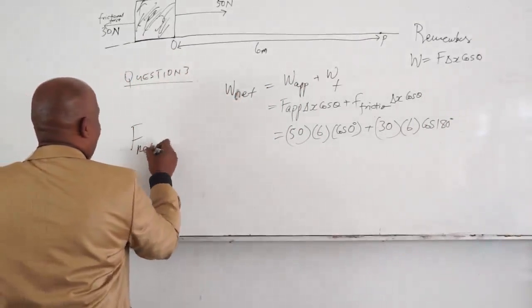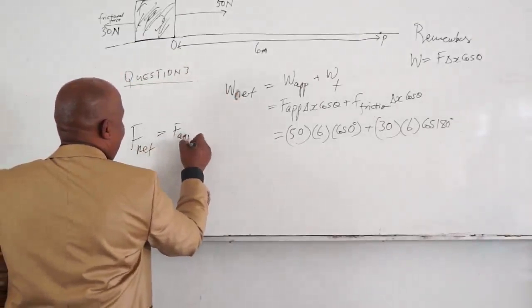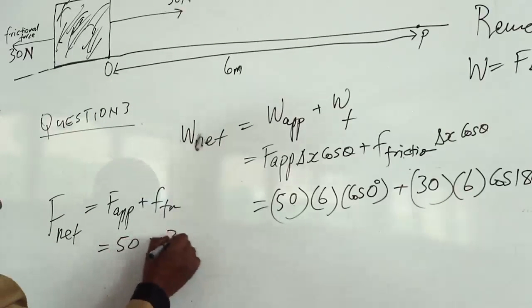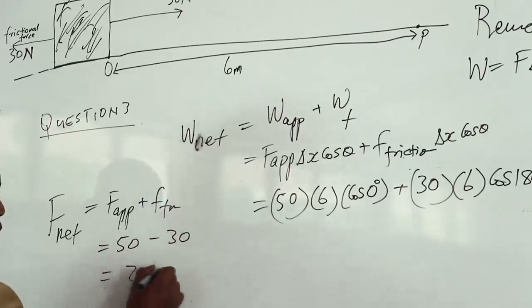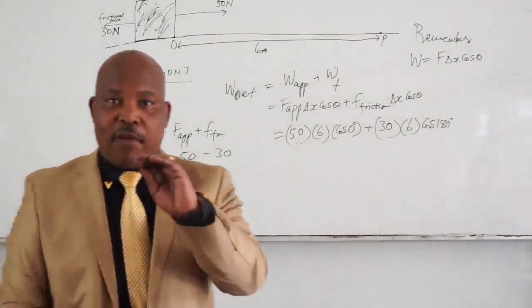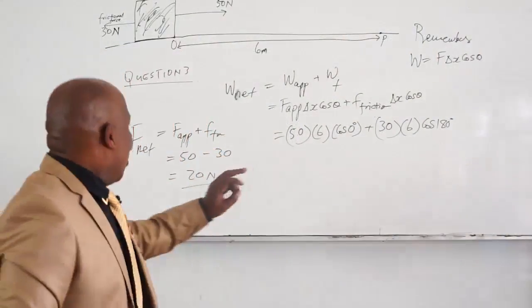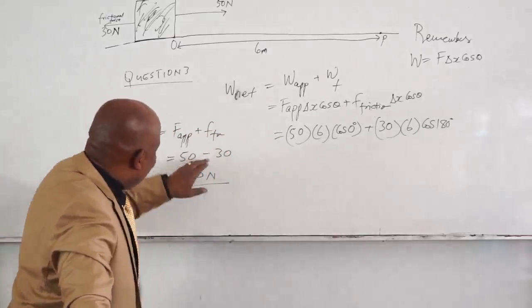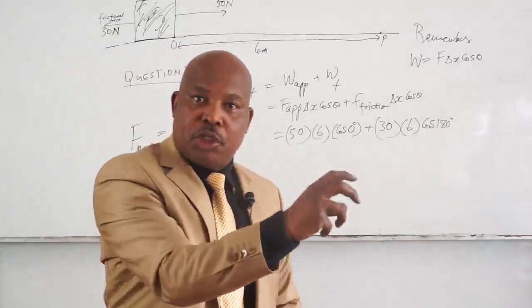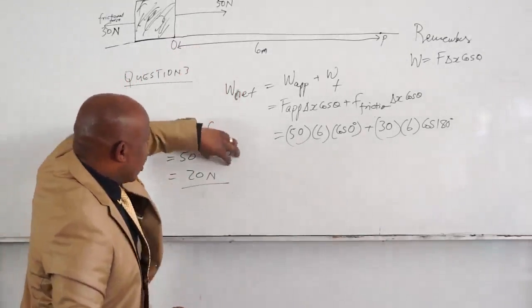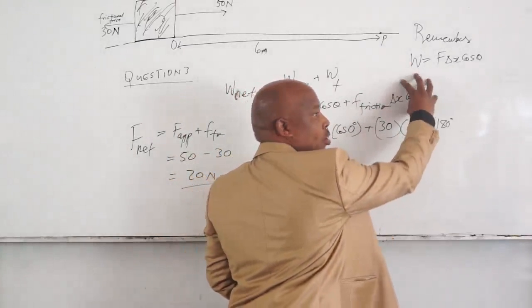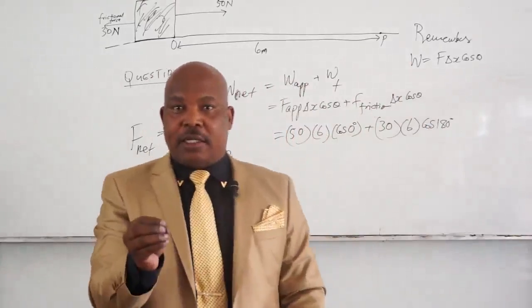In method 1, there was F net, F applied, and then frictional force. Right. We had 50 minus 30, which was 20. Now, when we do this one of force, you don't put cos here on force. You put minus 30. Why? Because frictional force is opposite to the motion. And here you are taking the force. But here on work, you are taking the frictional force, delta X cos, which will be 180 degrees.